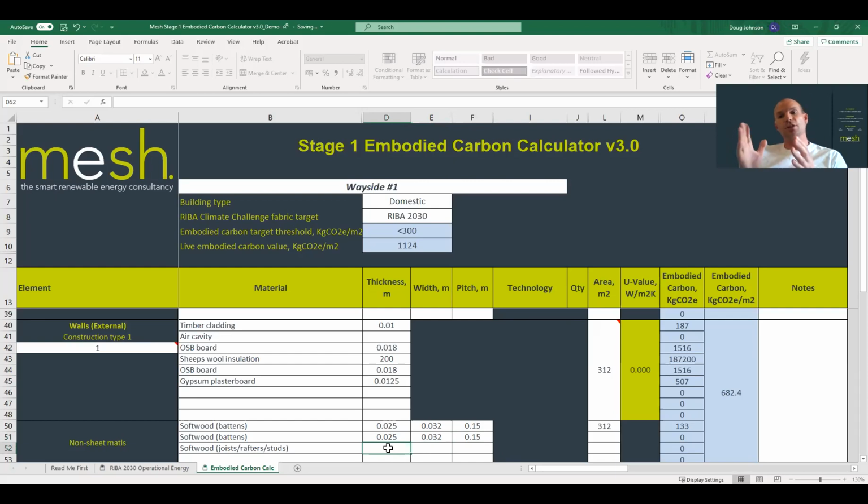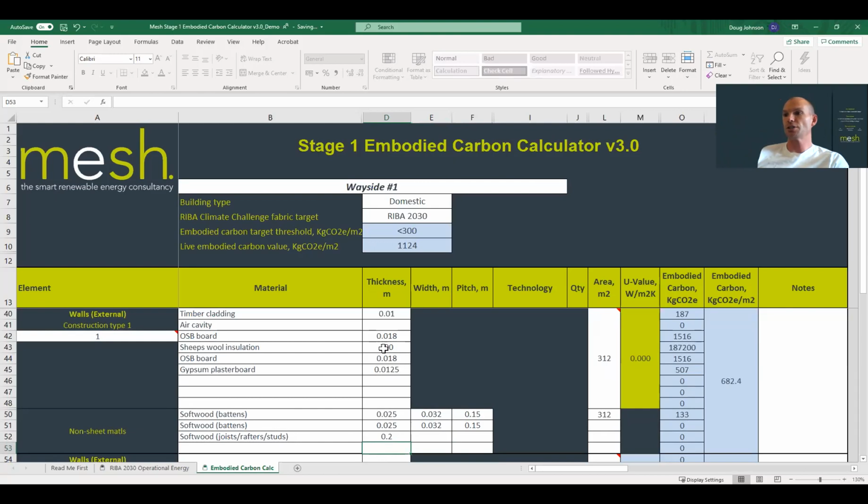Now the studs that are going in between the sheep's wool are more traditional studs. So the thickness for those is 200 millimeters. Our sheep's wool is 200 thick, so our joists are 200 thick. The width of those may be a couple of inches, or 50 millimeters, and then the pitch of those may be 400. So we've got all of our elements in there. We've got our volumes accounted for because, for these non-sheet bits, we've put in the pitch and thickness.